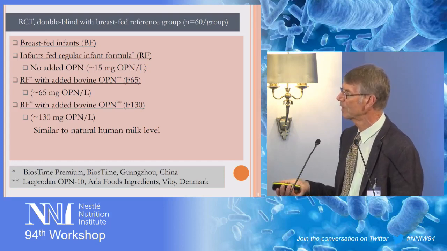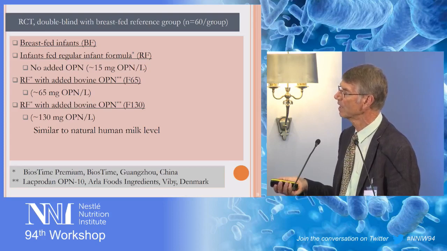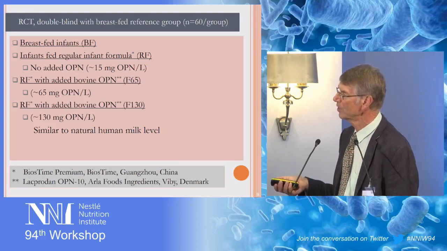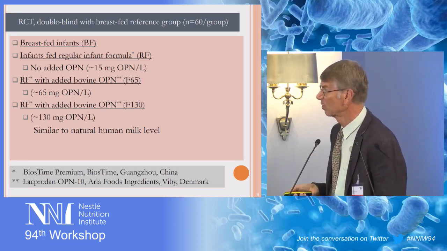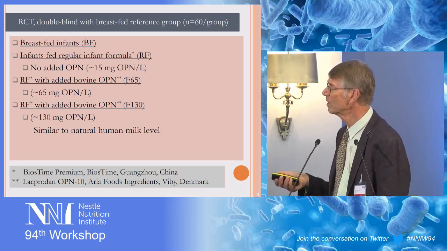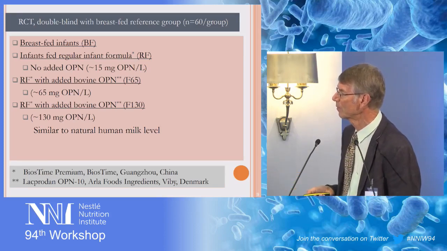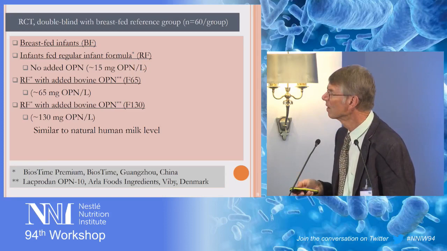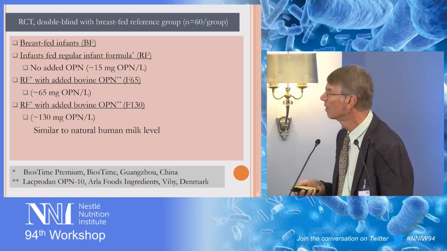So this is the breast milk average level. This is about half that level. But with the individual variation among women, there are women that will have this level in breast milk also. We had a regular infant formula without bovine osteopontin and a reference group of breastfed infants. And this was a randomized controlled trial, double-blind.